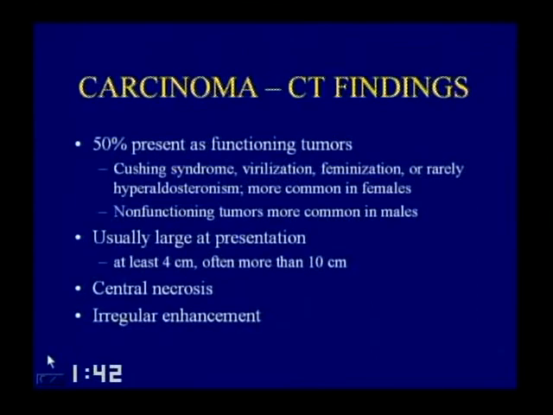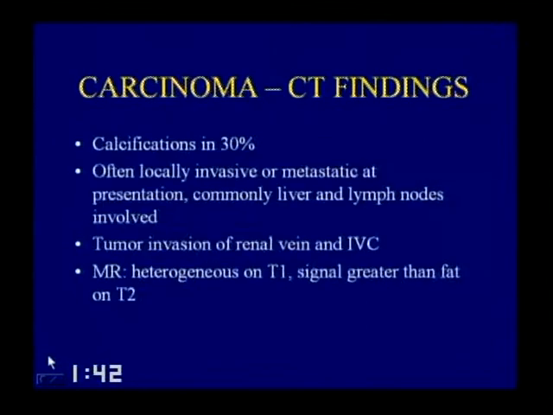On CT, you look for a large tumor, often 4 centimeters or greater at presentation, with central necrosis and irregular enhancement. Clinically, you can look for signs of functioning tumors of the various syndromes that I've just described. They will calcify in up to 30% and can be locally invasive or metastatic at presentation, frequently involving the liver and lymph nodes. You can have tumor invasion of the renal vein and IVC, and by MR they will be heterogeneous on T1 scans with slightly brighter T2 appearances.